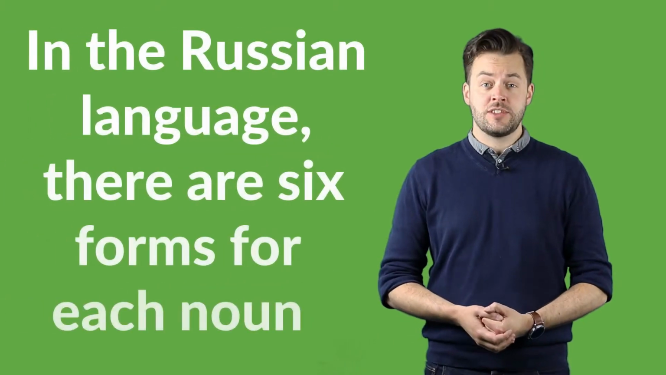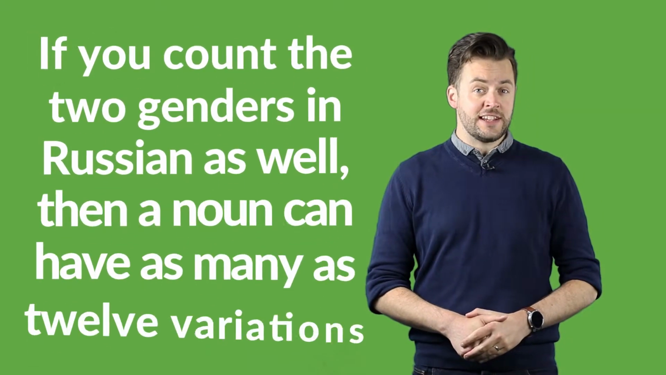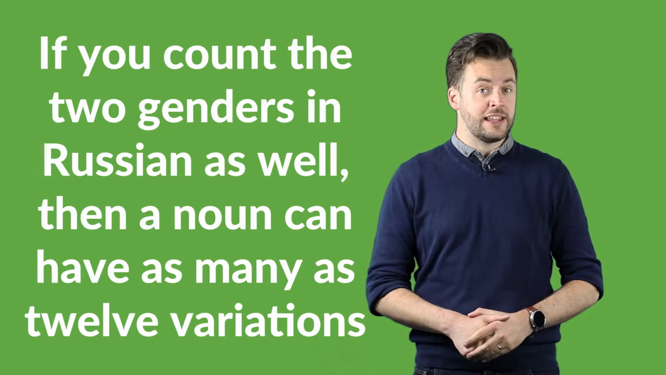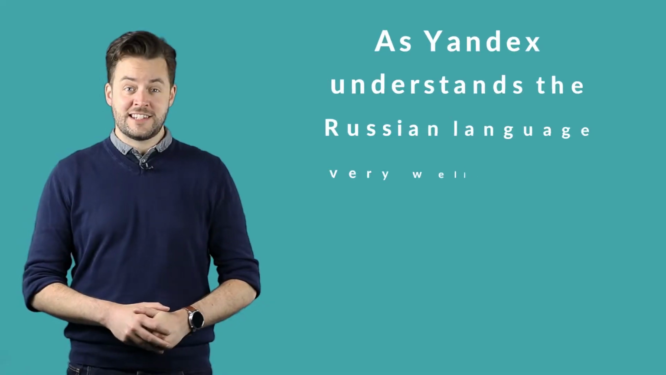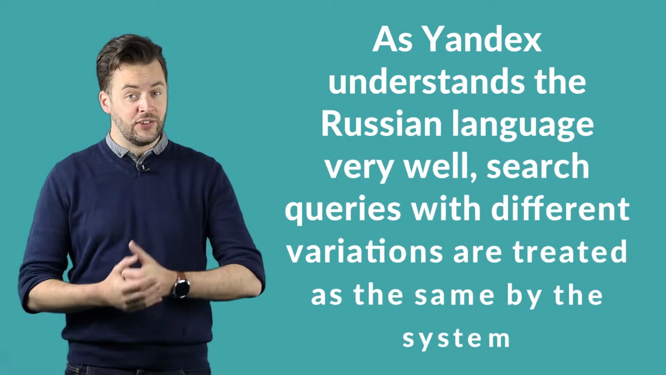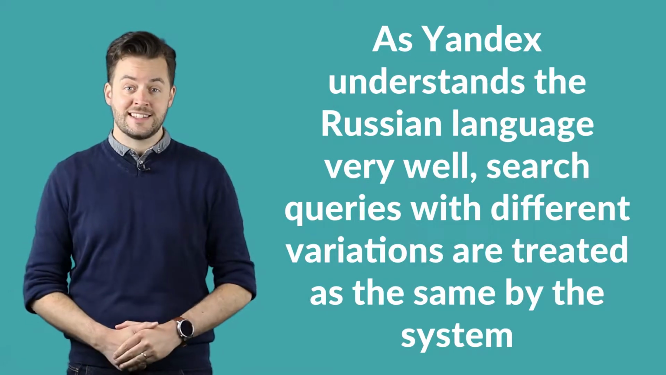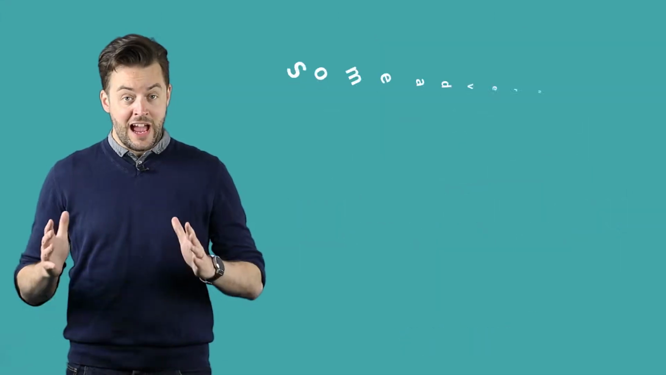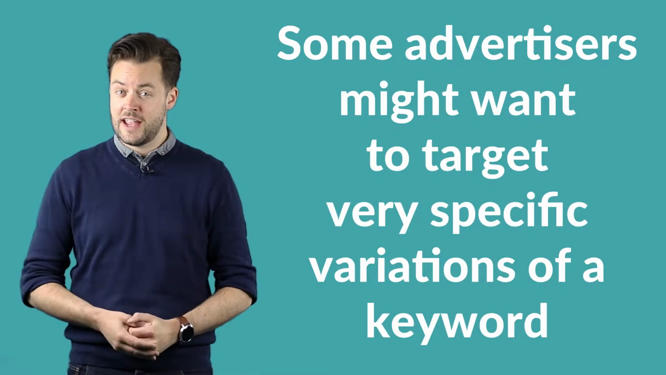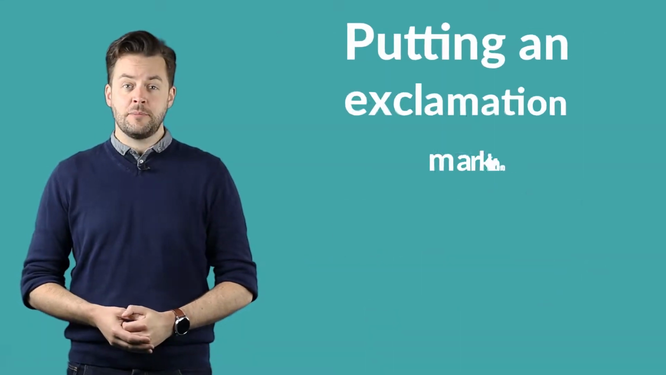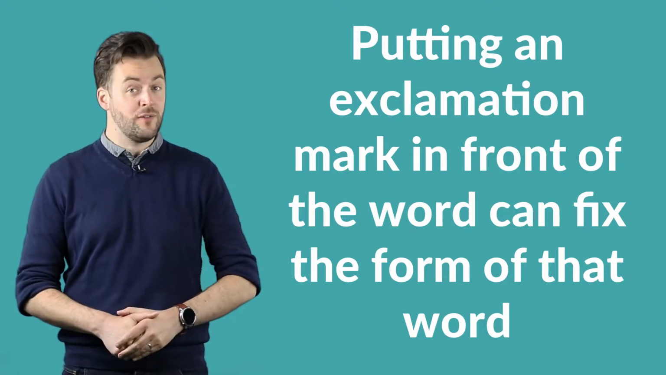Now, what does an exclamation mark do? In the Russian language, there are 6 forms for each noun. If you count the 2 genders in Russian as well, then a noun can have as many as 12 variations. As Yandex understands the Russian language very well, search queries with different variations are treated as the same by the system. However, some advertisers might want to target very specific variations of a keyword, and putting an exclamation mark in front of the word can fix the form of that word.